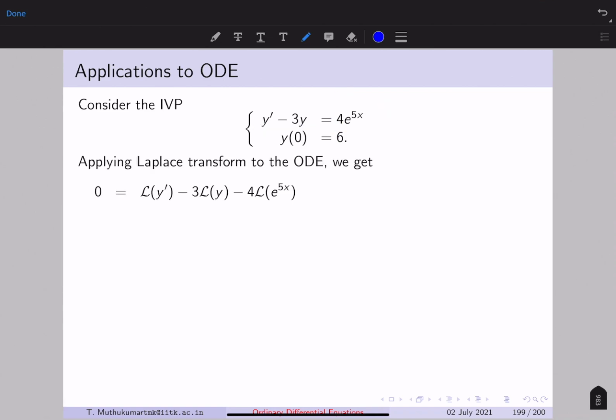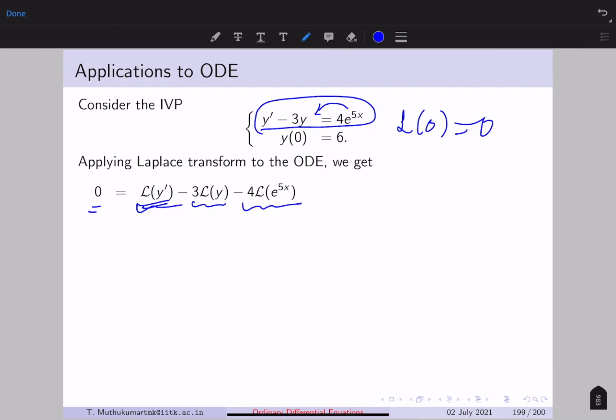When we apply Laplace transform both sides, using the linearity of the Laplace transform, what we get is Laplace transform of y prime minus 3 Laplace transform of y minus 4 Laplace transform of this term. Once we apply Laplace transform, we have brought this term here. That's it. So 0 equals this, and Laplace transform of 0 is 0. Right? Now, what is Laplace transform of y prime?